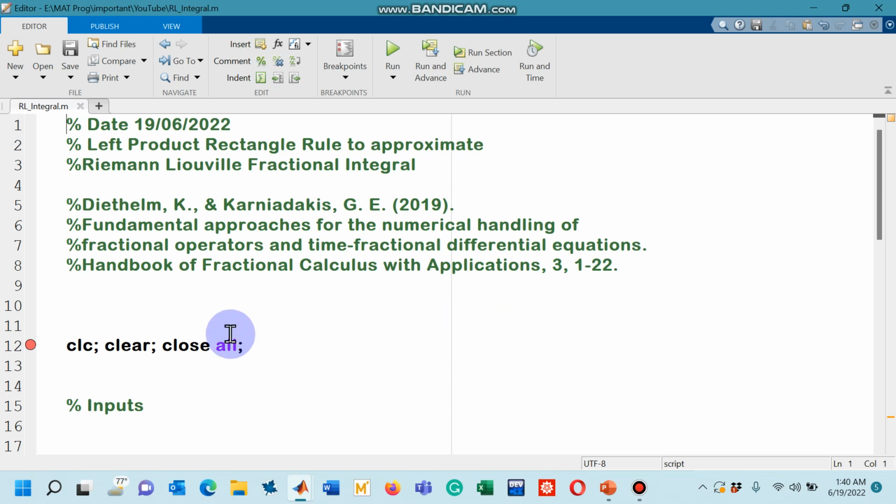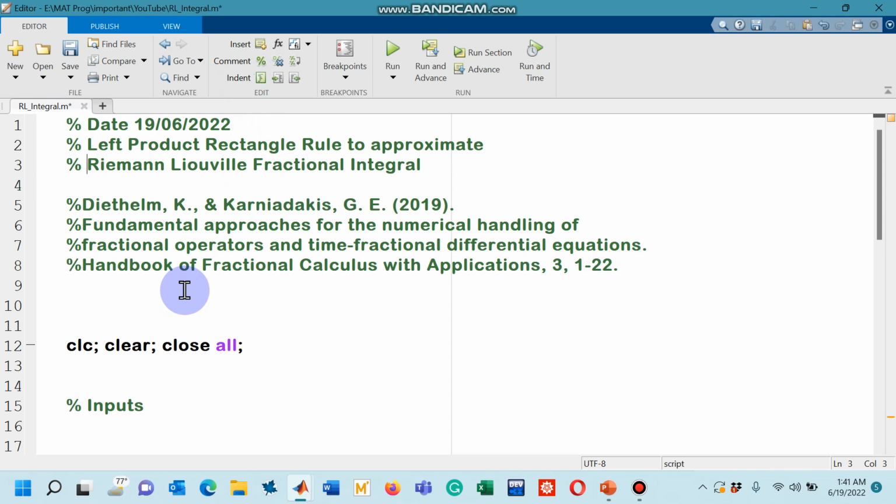Hello viewers, in this lecture we will learn how to design a MATLAB code for a rule called the left product rectangle rule to approximate the Riemann-Liouville fractional integral. This lecture is a continuation of the first part of lecture number 10.